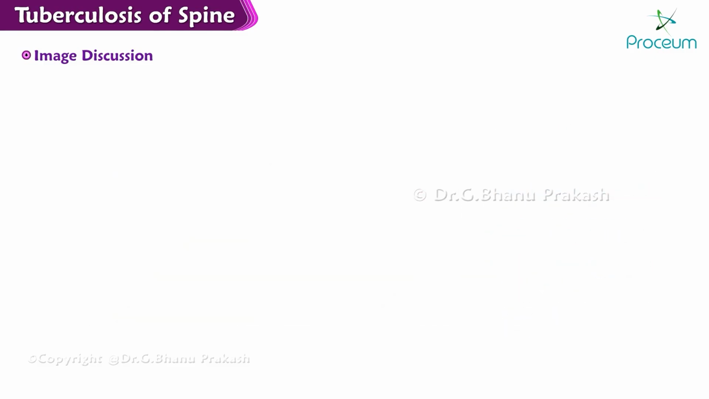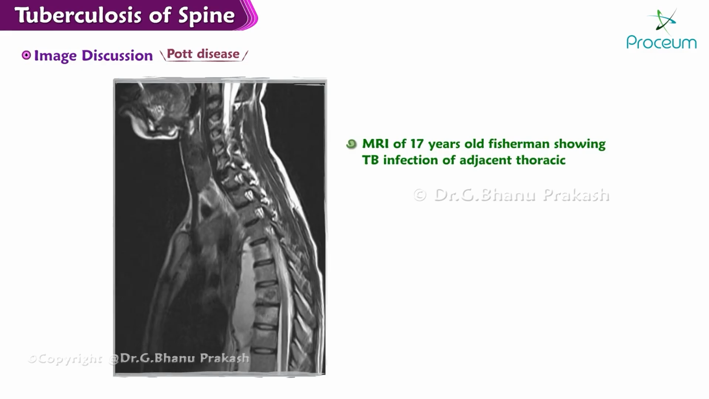Tuberculosis of the spine. Pott disease. MRI of a 17-year-old fisherman showing tuberculous infection of adjacent thoracic vertebra with intervening disc destruction.